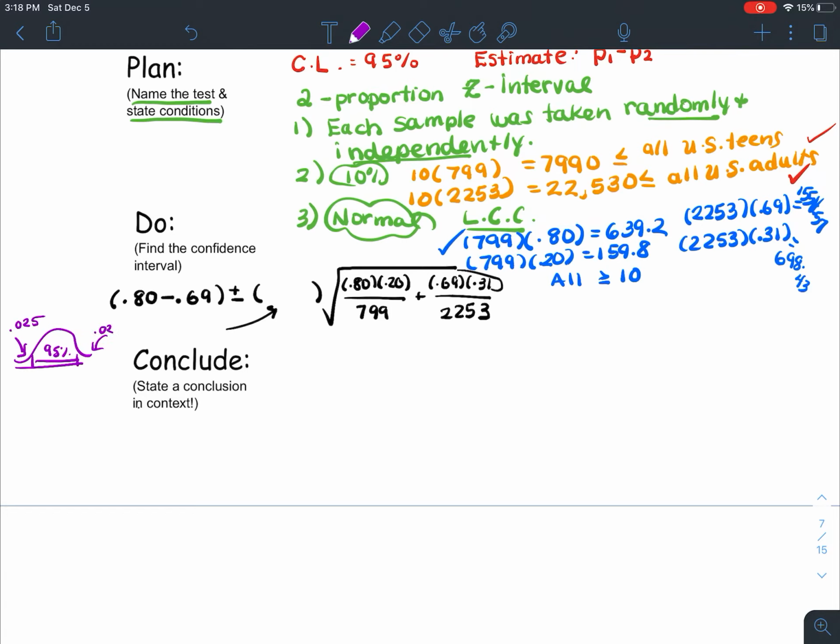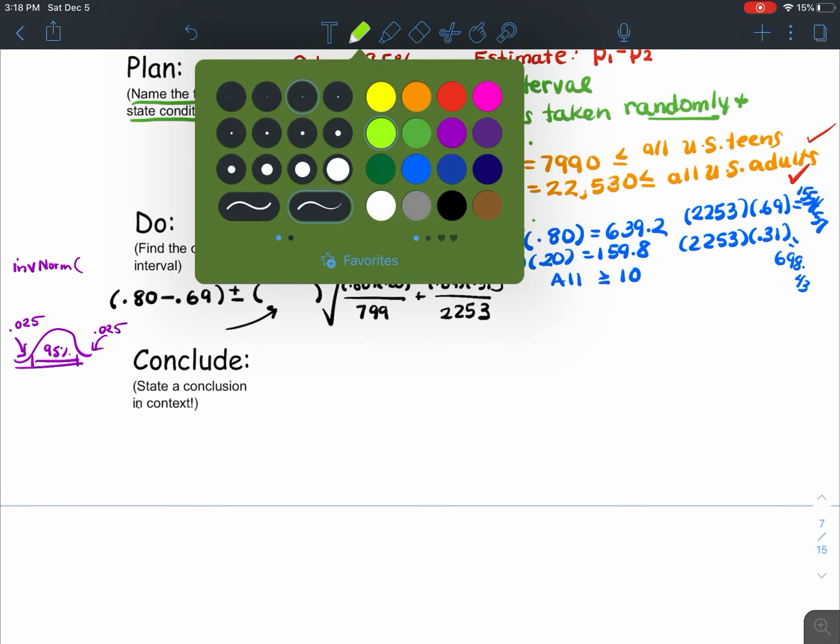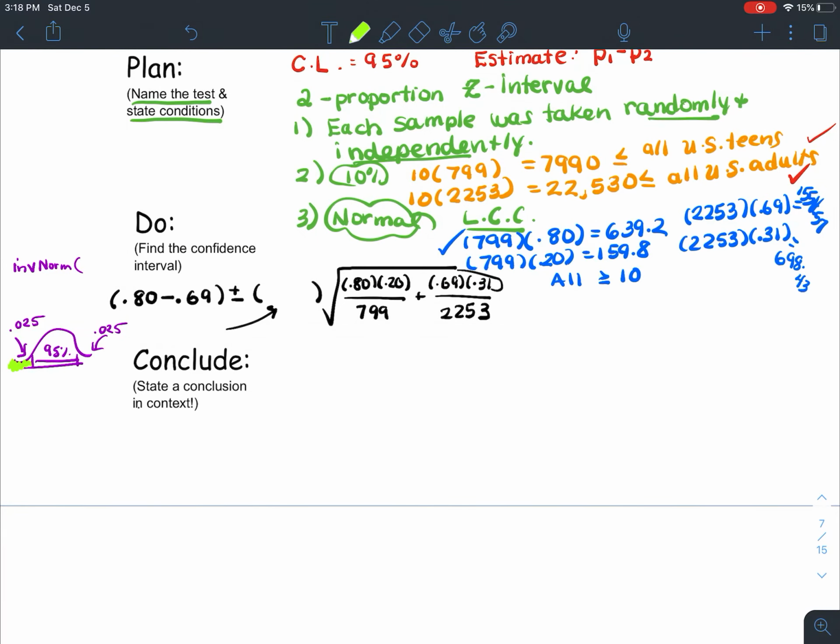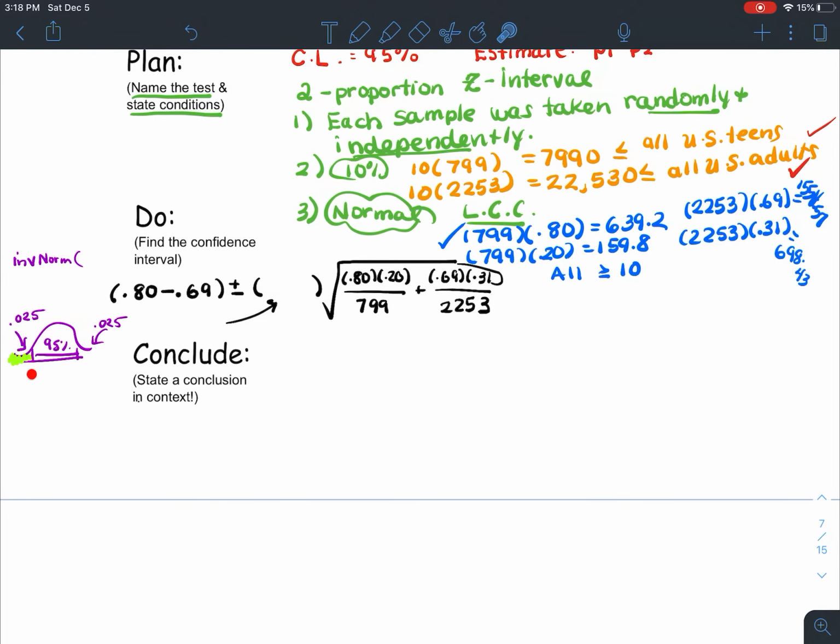That means the 5% is split between the two tails, so there's like 2.5% in each tail. Okay, I want the z-score, so I'm going to do inverse norm. I'm interested in what would be the barrier right here at this marking that would hold 2.5% of the area to its left. Okay, 2.5% of the area.